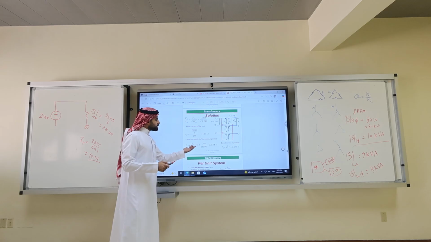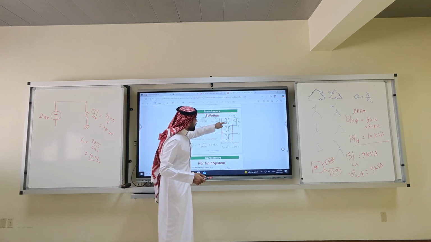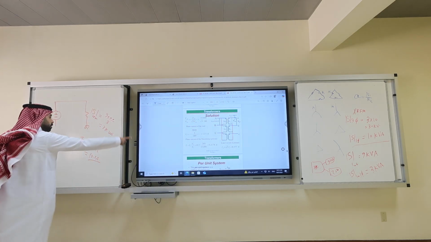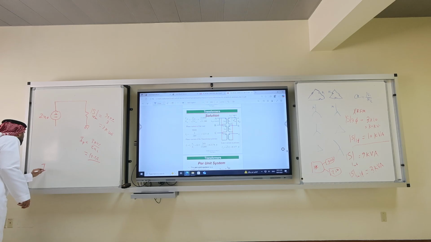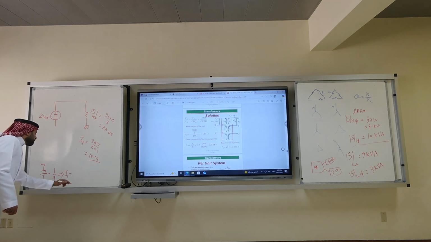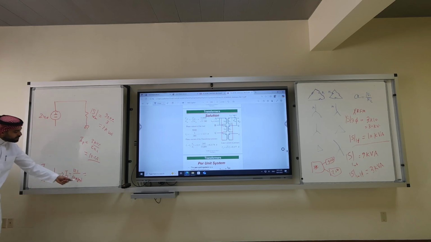So let me first get the current through N1. This is N1. So we call it I1 over I2 equals 1 over A. You agree with me? Yes. So what is I1? It is I2 over A, which is 12.5 over A. What is A? 13.8 kilo over 240. If you do the math, this is A.